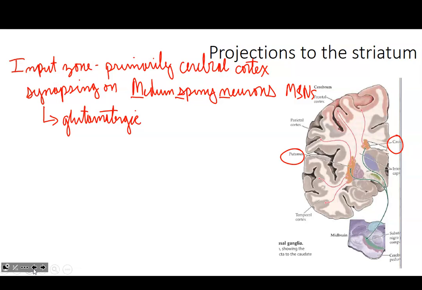And these axons from the caudate and the putamen, I should have just written striatum. Caudate, putamen. They then project to the globus pallidus and the substantia nigra.